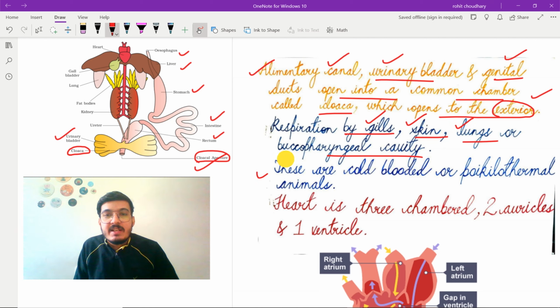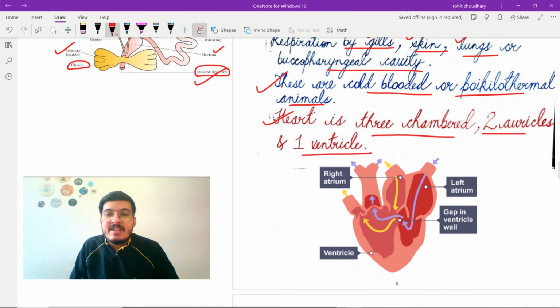The next feature is these are cold-blooded or poikilothermal animals. Cold-blooded are also known as ectotherms. They cannot generate their own body heat and they rely on external sources to regulate their temperature. The heart is three-chambered, two auricles and one ventricle.